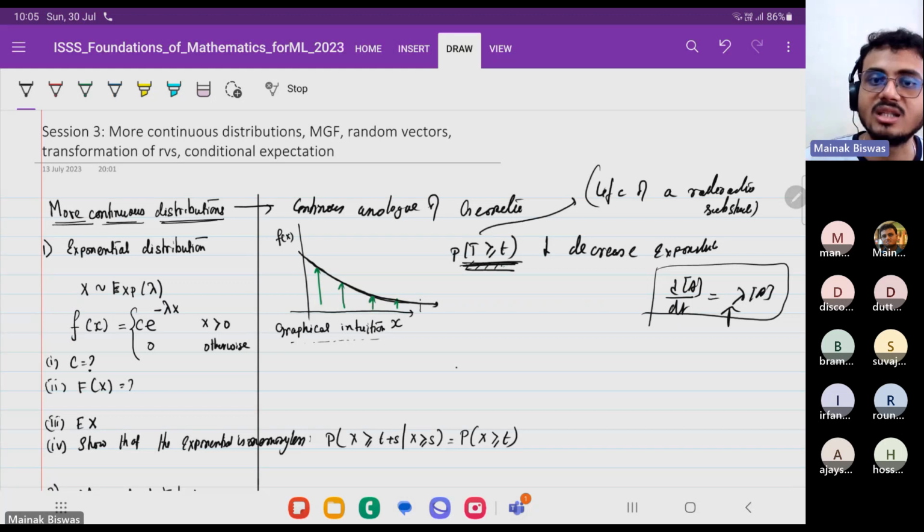I want you to understand this intuition. That's why I spent 5 minutes explaining the exponential. It's such a beautiful distribution, because as you calculate its different characteristics, you'll understand how beautiful it is. Let's do it one by one.